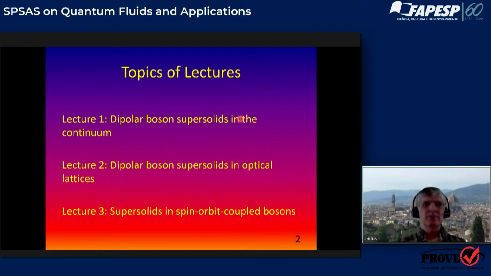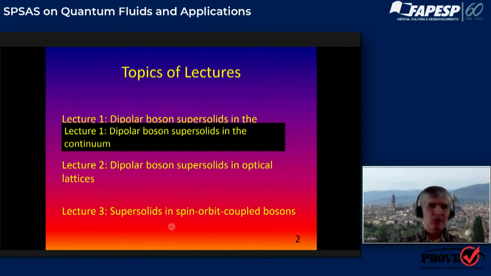I will discuss this topic in 3 lectures, the first of which is today, in which I will talk about dipolar boson supersolids in the continuum, meaning in a trap or a box potential. And then talk about the emergence of dipolar boson supersolids in optical lattices, in which you create an artificial lattice with light, load it with atoms, and see if those systems behave according to what a supersolid should behave. And then in the last lecture, tomorrow, the last 2, I will talk about the existence of supersolids in spin-orbit coupled Bose systems.